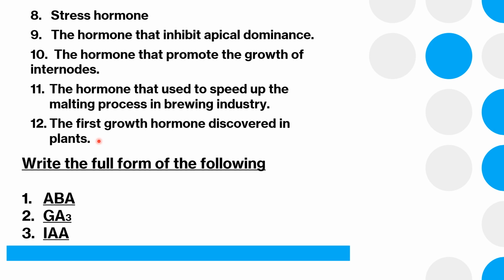Write the full form of the following. ABA: abscisic acid. GA3: gibberellic acid. IAA: indole 3-acetic acid.